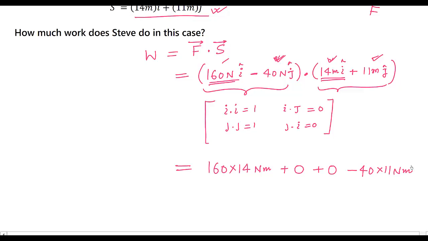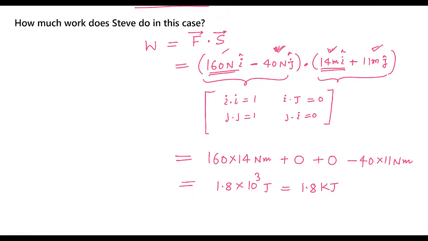So what I have done in this step is simply taken the dot product in terms of vectors, and you have to remember that if you are taking the dot product of two perpendicular unit vectors, the dot product is 0, and if the unit vectors are in the same direction, then it will be 1. So if you calculate this, you will get 1.8 into 10 to the power 3 joule, or 1.8 kilojoule. So this is the total work done in the second case.